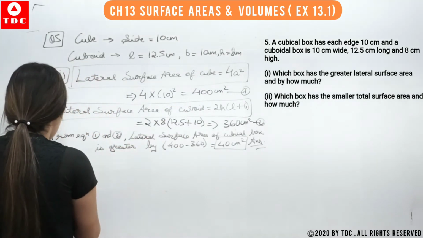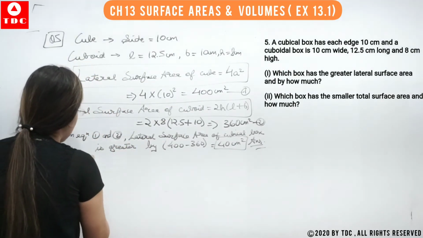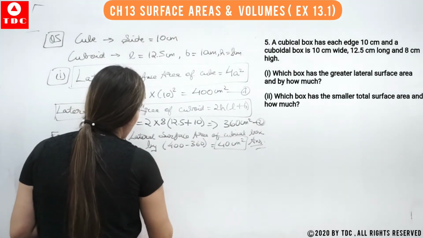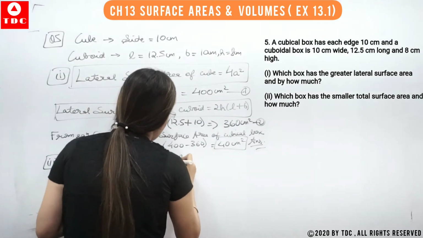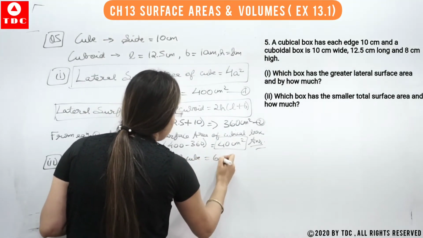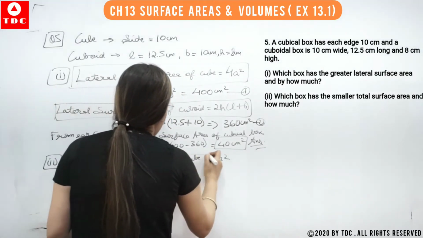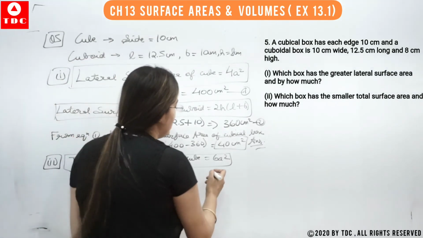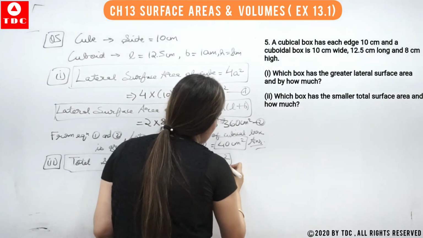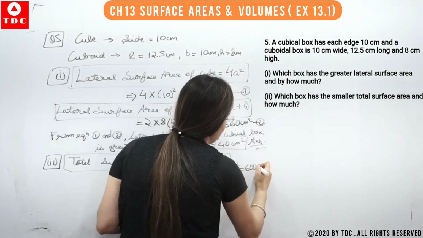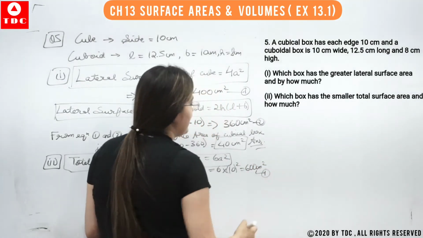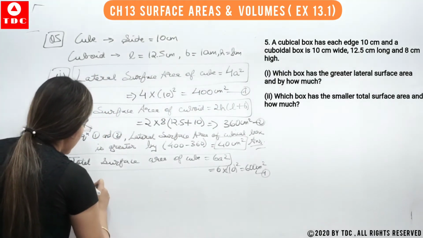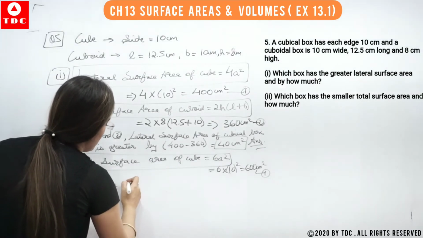Now in the second part we need to calculate the total surface area. Okay, what is the formula for total surface area of cube? It is 6a square. You have to remember all the formulas thoroughly first. Okay, let's put the value here. What we will get? 6 into 10 square, that means 600 centimeters square. Give it equation 1. Now what is the formula for total surface area of cuboid?